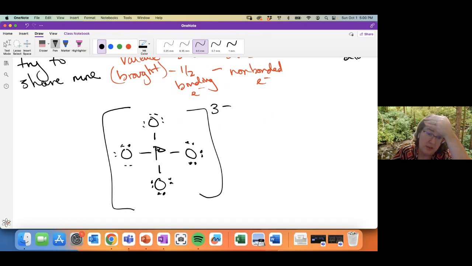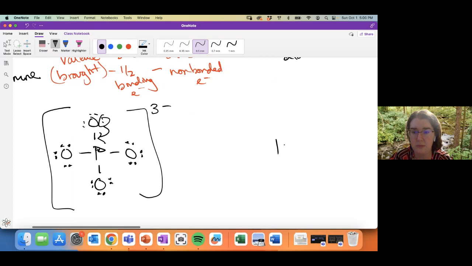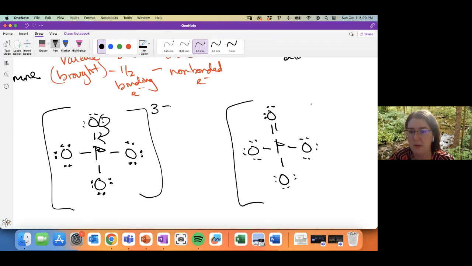What I want to do is move one of my lone pairs off of an oxygen to share it with the phosphorus. That little tapping sound is part of the reason why writing digitally is better. Here's my new thing, sharing some electrons. I got a double bond here now.